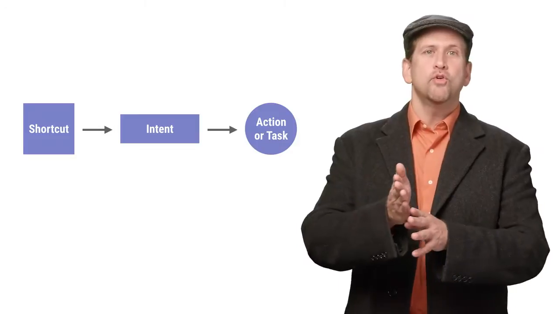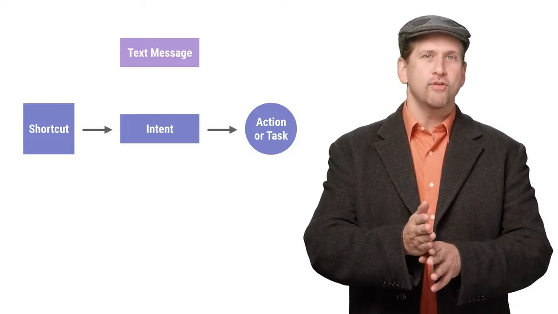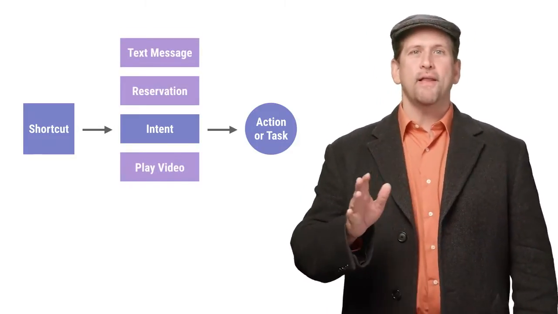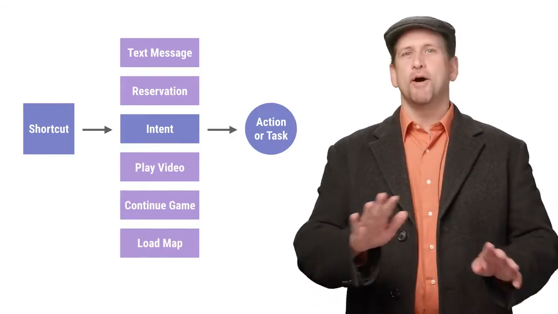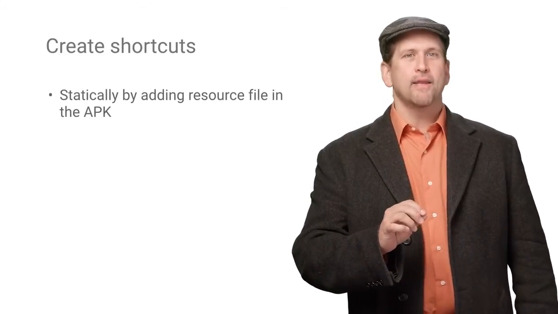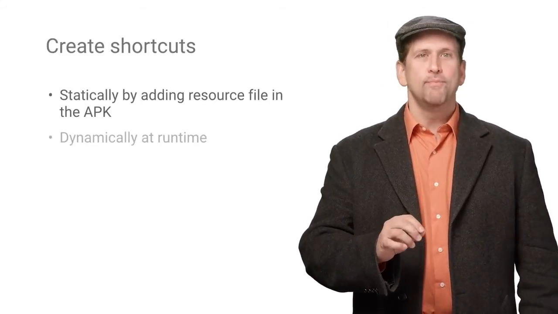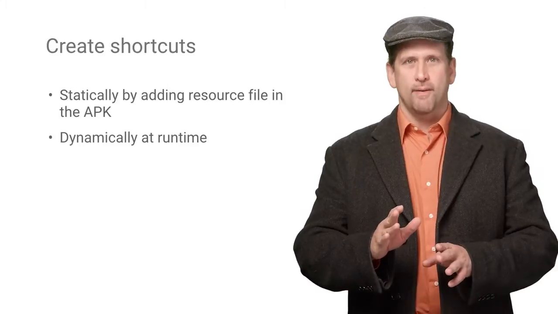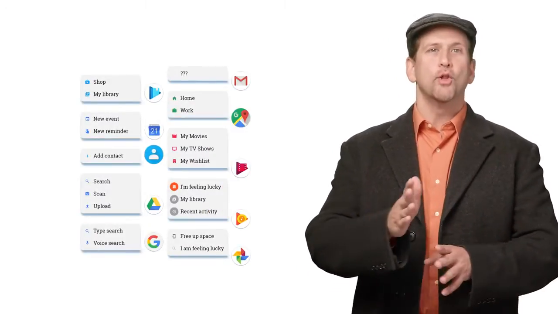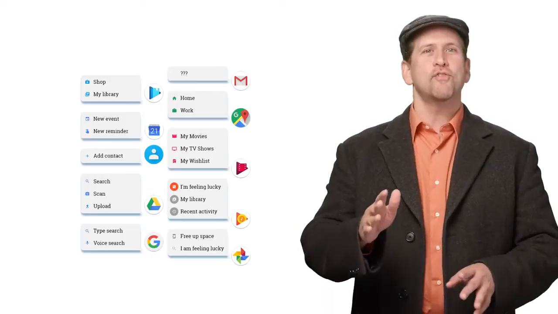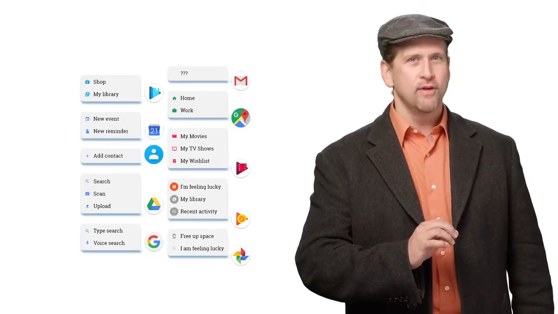For example, you can create intents for sending a new text message, making a reservation, playing a video, continuing a game, loading a map location, and much more. You can create shortcuts for your app statically by adding them to a resource file in the APK, or you can add them dynamically at runtime. Static shortcuts are ideal for common actions, and dynamic shortcuts let you highlight actions based on users' preferences, behavior, location, and so on. You can offer up to 5 shortcuts in each of your apps.